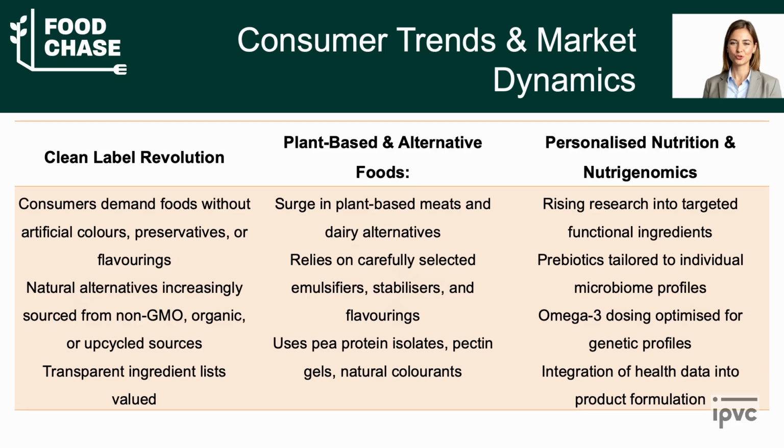Shoppers increasingly scrutinize ingredient lists, preferring foods with recognizable natural components. This has forced the industry to reformulate, sourcing natural alternatives, sometimes from upcycled food waste, to replace traditional synthetic additives. Plant-based foods are a fascinating case study. Creating products that mimic the texture and sensory experience of meat or cheese requires sophisticated use of emulsifiers, stabilizers, and natural colorants. It's technically challenging, but consumer demand has driven rapid innovation.